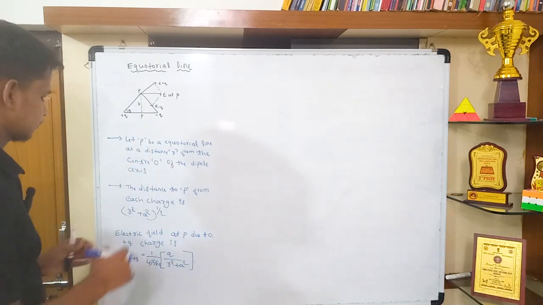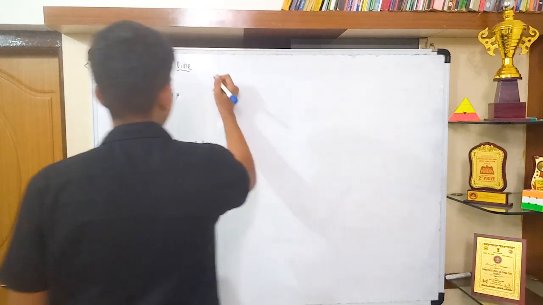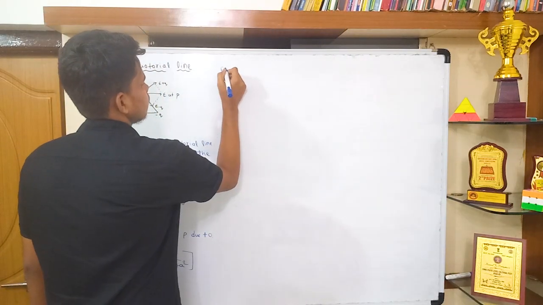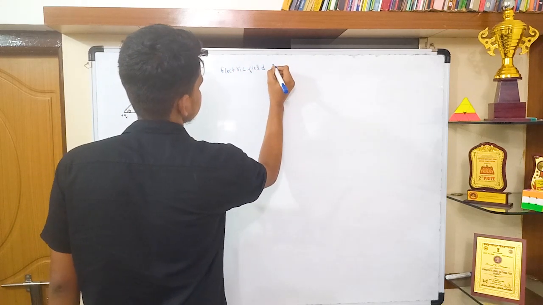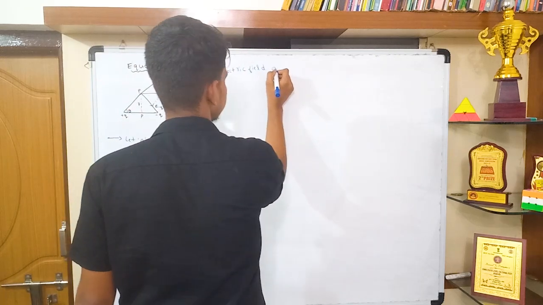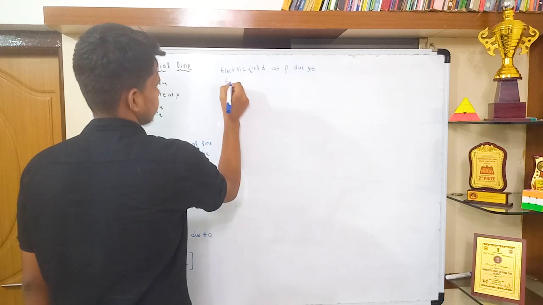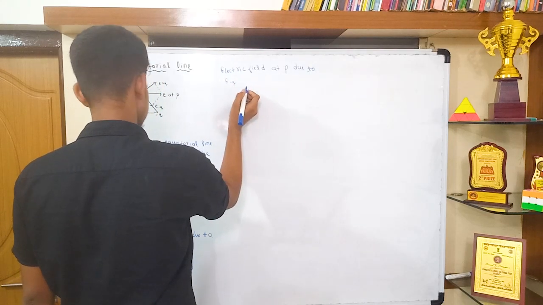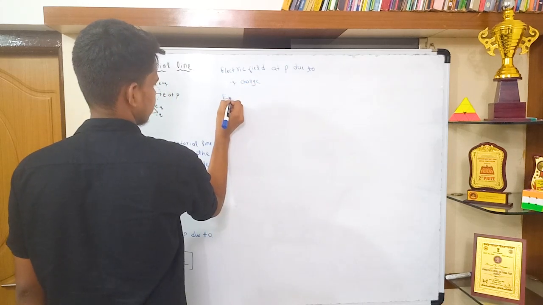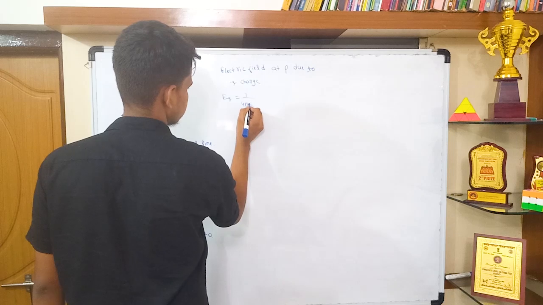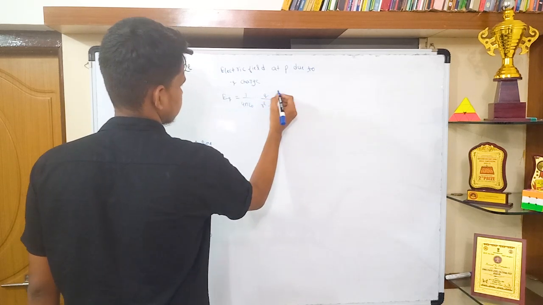Okay, after writing this, we found the electric field due to plus q charge at P. After that, we have to get the electric field due to minus q charge. Let us write that here. Electric field at P due to minus q charge, or you can write minus q charge itself. So the electric field at minus q equals 1 divided by 4 pi epsilon naught into q divided by r square plus a square.